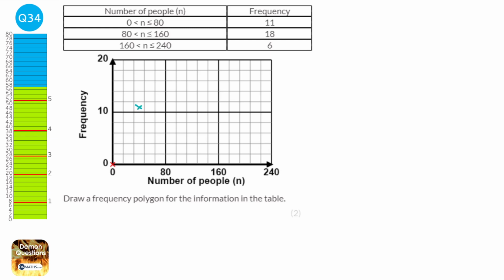Our next one, we plot at the midpoint again, which would be 120, halfway between 80 and 160, and it's 18 high, so it would be up here. And then the final one is at 200, which is halfway, and we're looking at 6 high, so it will be here. Then when you're done, you need to join them up with straight lines. So I'm just going to get my ruler, join them up, perfectly straight lines, and there we are.